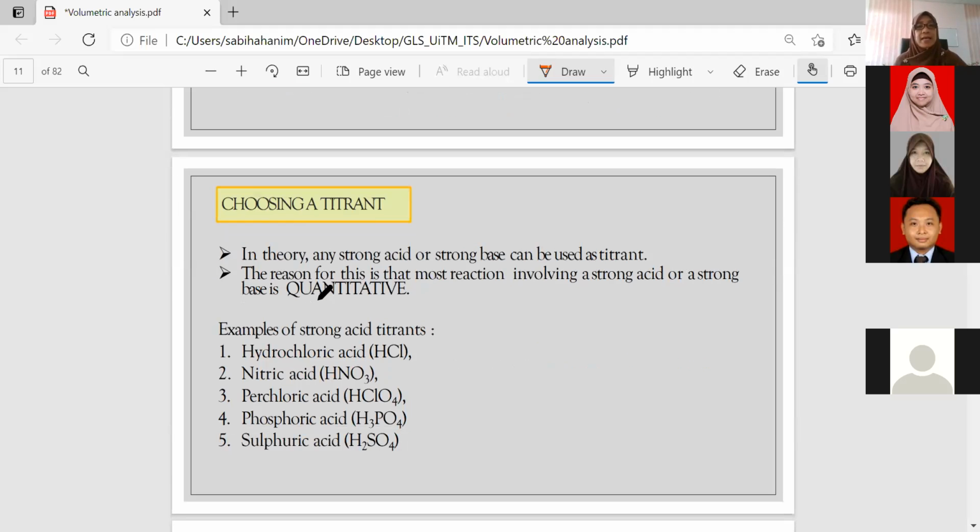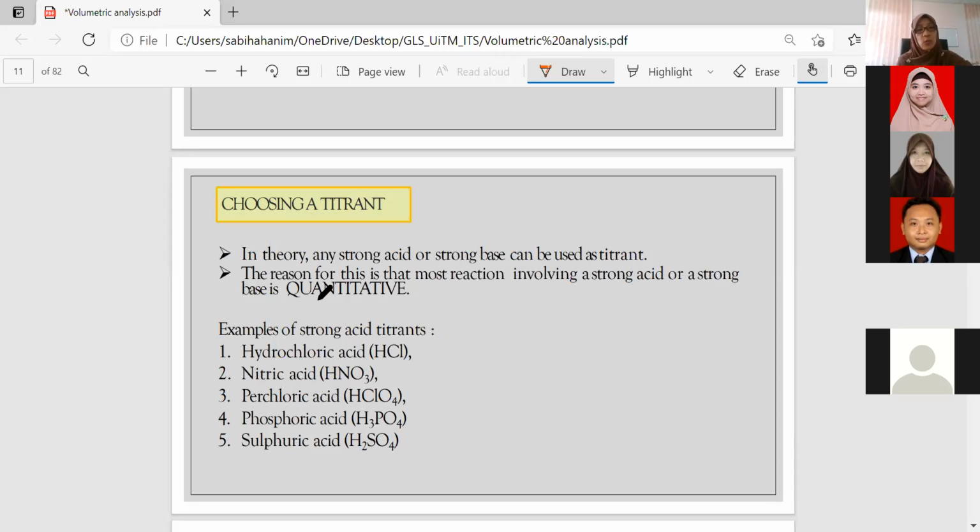Choosing a titrant. In theory, any strong acid or strong base can be used as a titrant. The reason is that most reactions involve a strong acid and a strong base. Acid-base titration normally falls under the quantitative category, where we can calculate, for example, the concentration. So this is a list, for example, of acids.